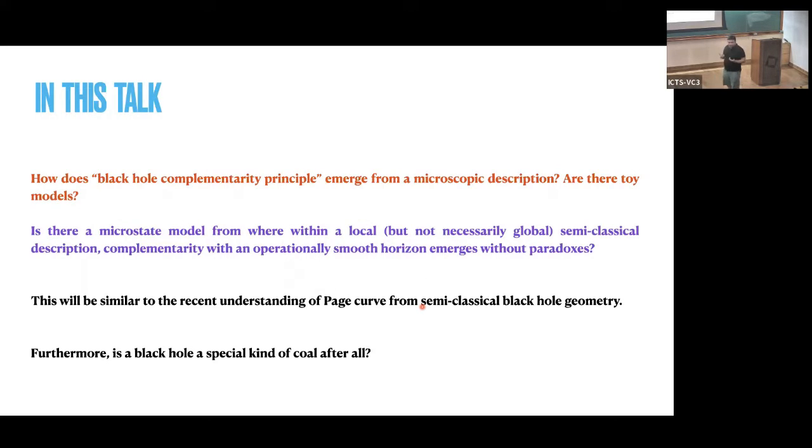And then I will talk about whether there is a microstate model where, within a local semi-classical description, but not necessarily a global semi-classical description, complementarity can arise with an operationally smooth horizon and without paradoxes, of course.